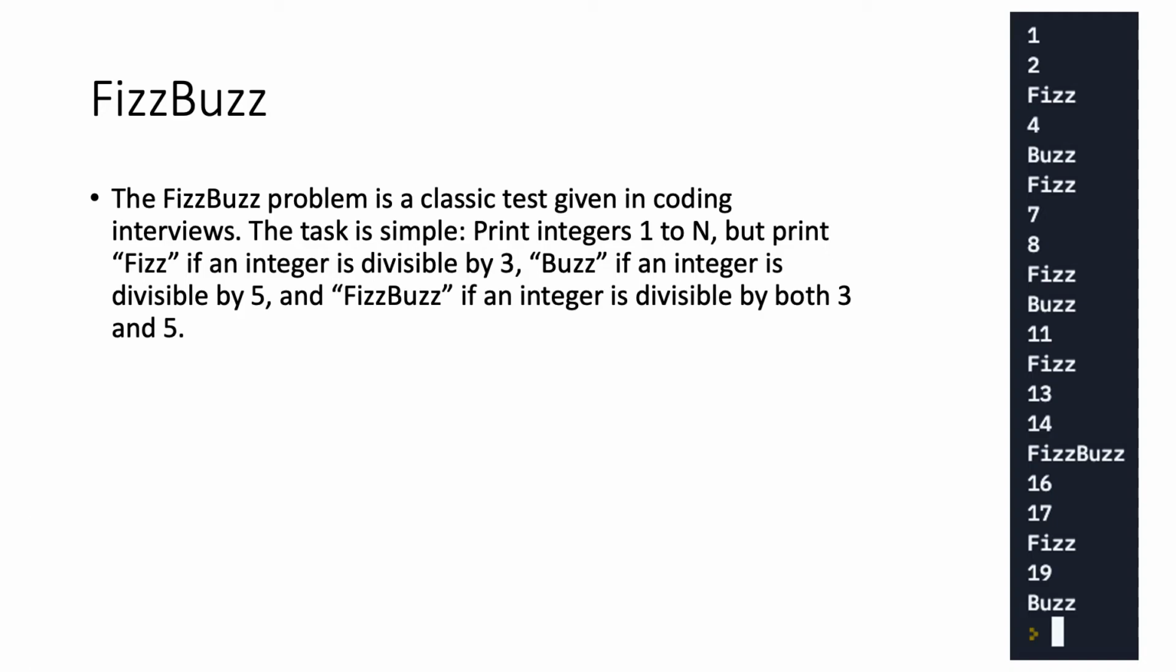And for each one of those, if the number is divisible by 3, print fizz. Otherwise, if it's divisible by 5, print buzz. And print fizz buzz if it's divisible by both 3 and 5.